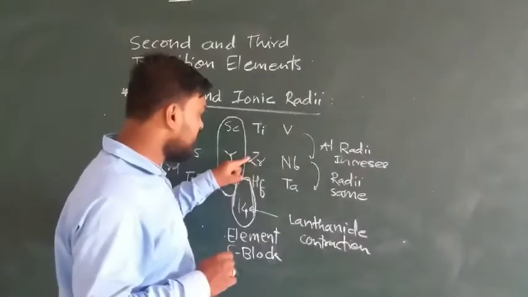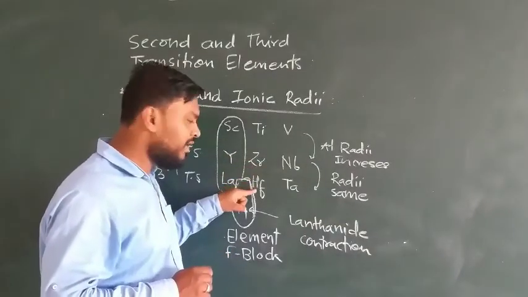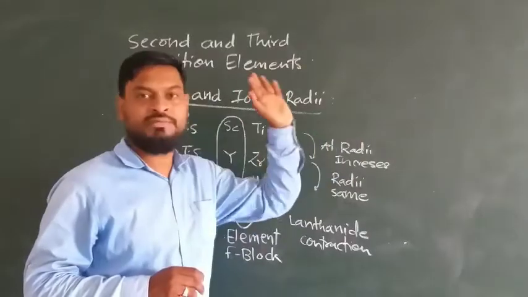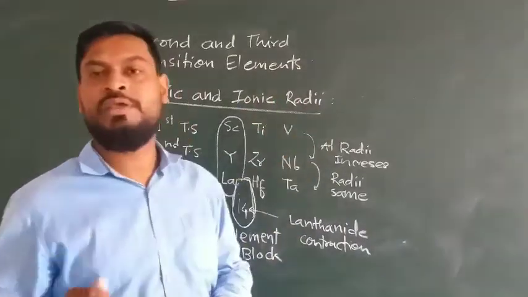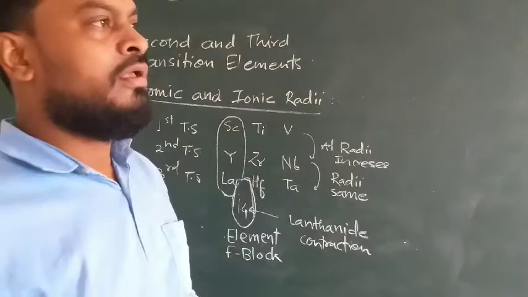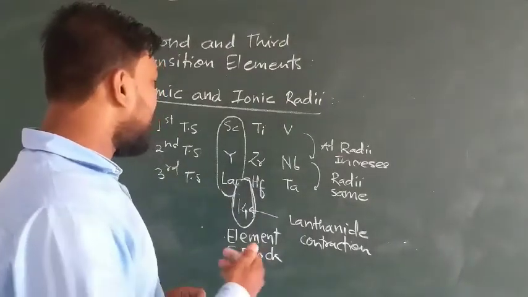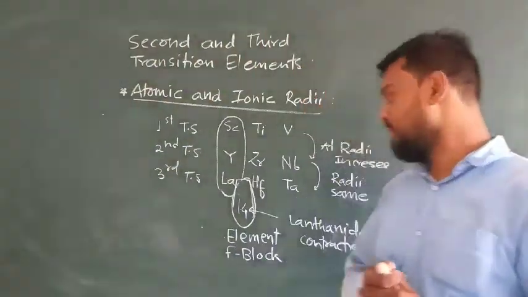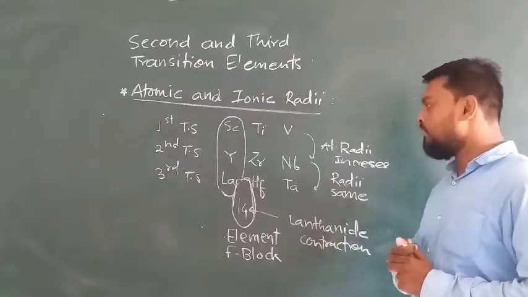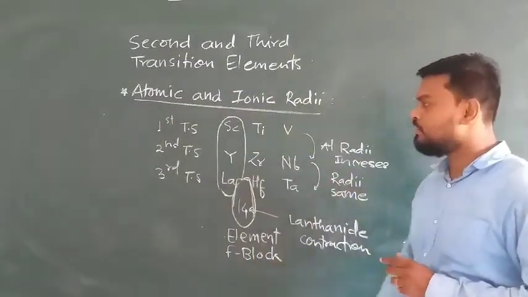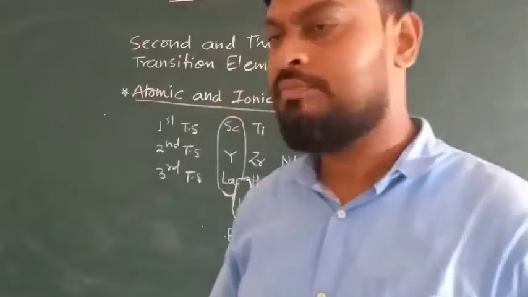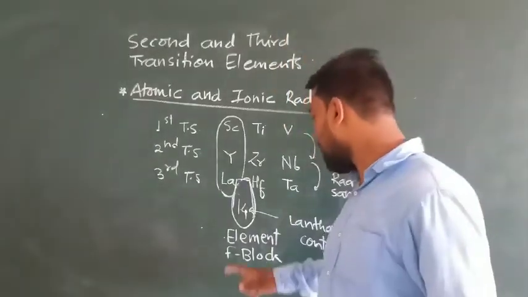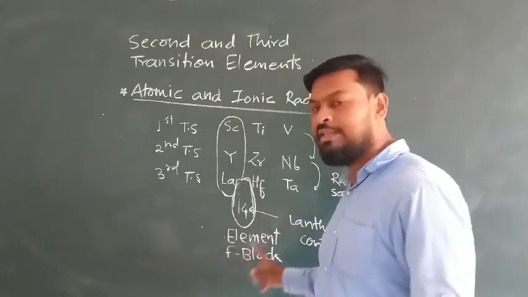And if you compare these two elements like zirconium and hafnium, or niobium and tantalum, or other elements in these both series, the size will be the same. Alright, so if they ask you a question on atomic and ionic radii of these second and third transition series elements, you can explain these points. So you have to consider all three transition series elements, and then you have to include this point, lanthanide contraction.